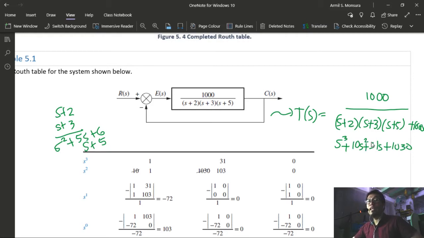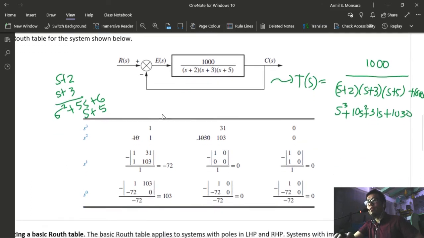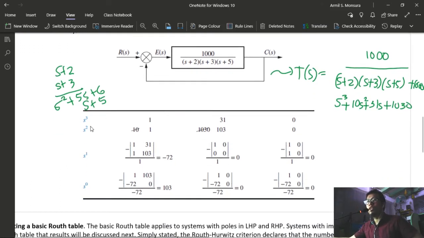Okay, so, yan yung ilalagay natin doon sa ating Routh table. So, pag ginawa natin yung Routh table na to, we will have these rows: s cube, s square, s at saka s raised to 0. Ito ngayon yung coefficients natin: 1, tapos 10, tapos 31, at saka 1030. Okay, and then of course dito 0 na yan. So pwedeng hindi nyo na ilagay ito eh.